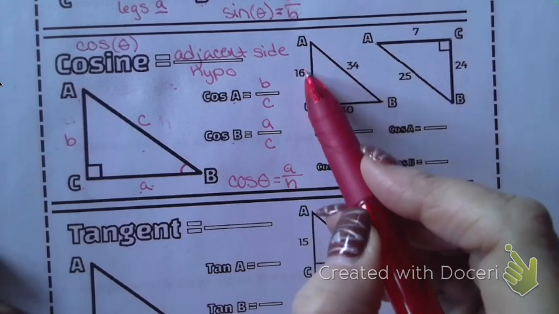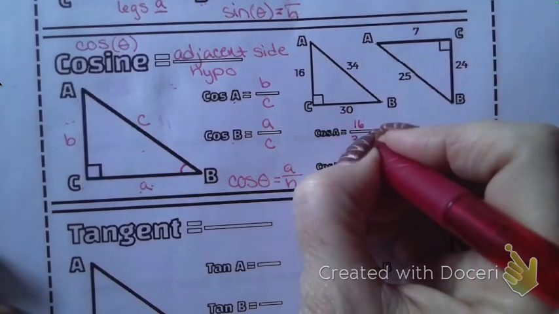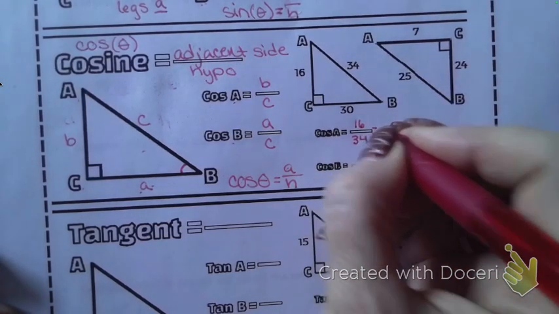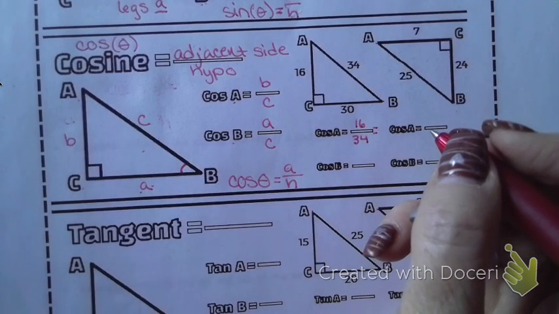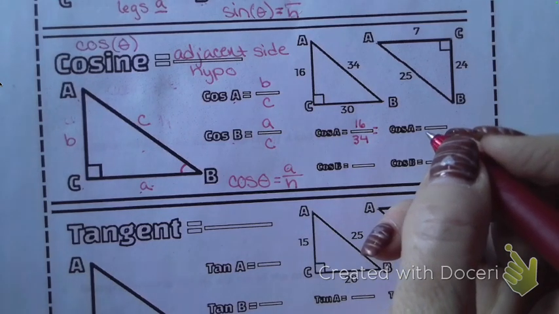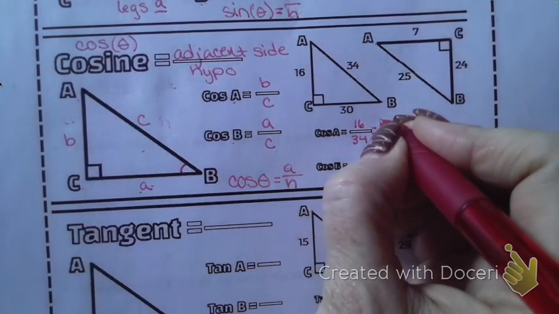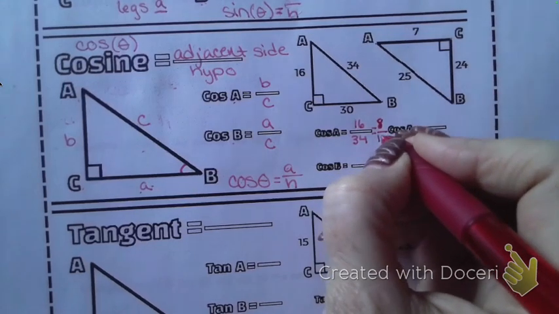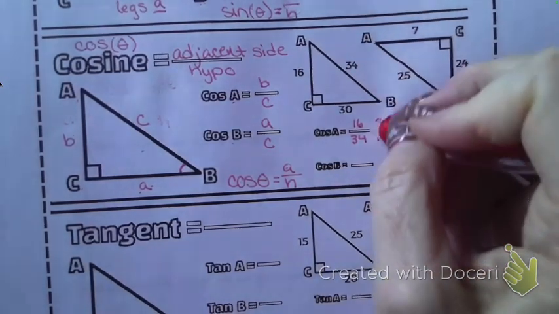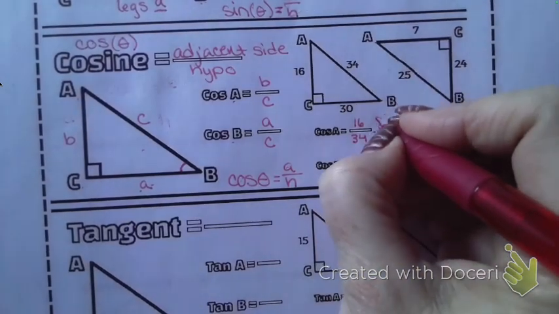So it's 16 over 34. 8 doesn't go into 34. It's 8/17, because 2 goes into both of those and that's it, right? But always reduce.